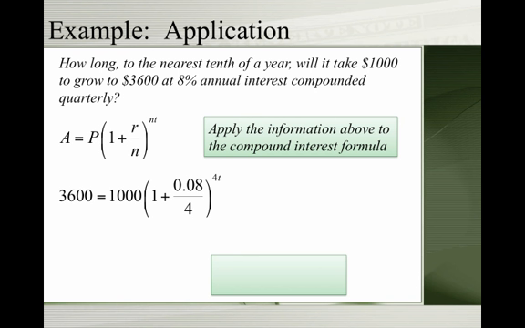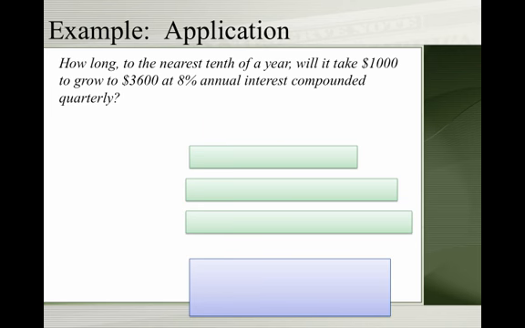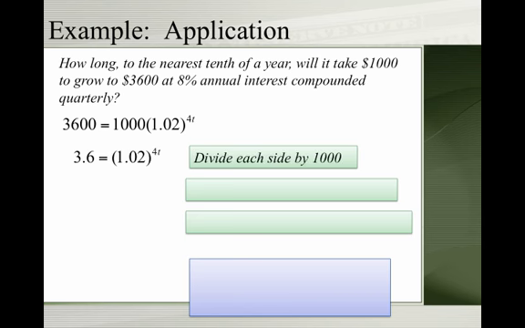Okay, so what's the first thing we're going to do? Please excuse my dear Aunt Sally, right? So let's simplify inside the parentheses first. 0.08 divided by 4 is 0.02. Now let's add the 1 and the 0.02. All right, so we simplified inside the parentheses. Now we want to divide both sides by 1,000. Let's get that exponent, the 1.02 raised to the 4t, by itself. So we divide each side by 1,000.